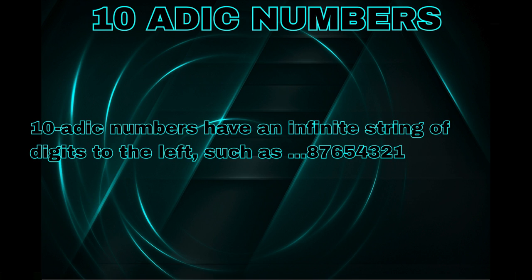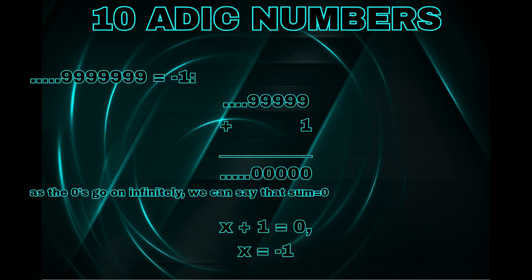10-adic numbers, in simple words, are numbers that have an infinite string of digits to the left, such as ...876543321. Okay, now comes the fun part. We can prove that the 10-adic number ...999 is equal to -1.